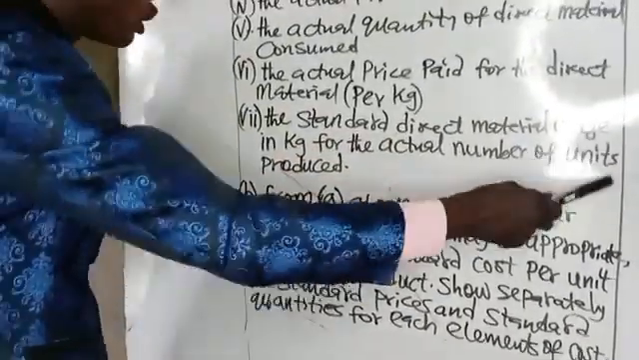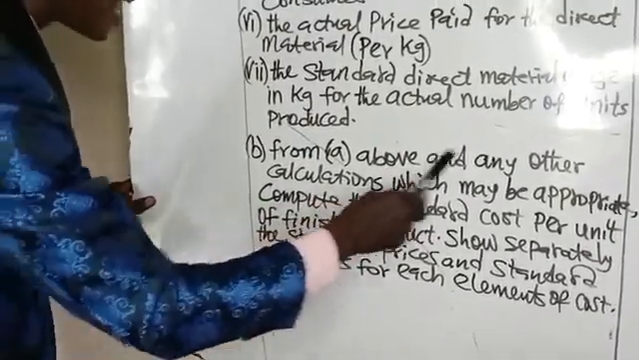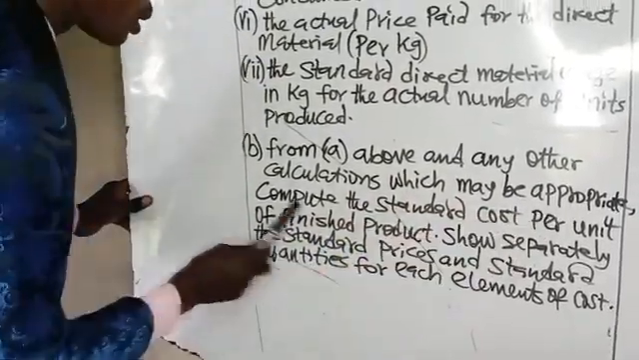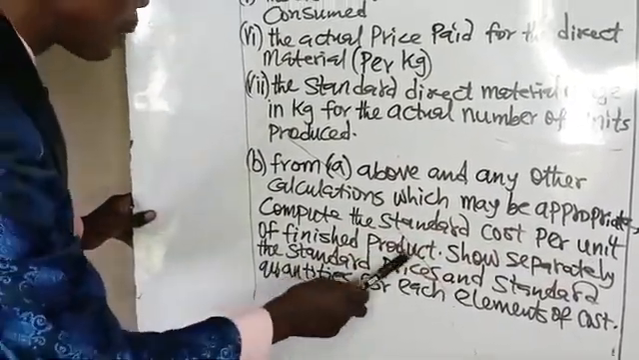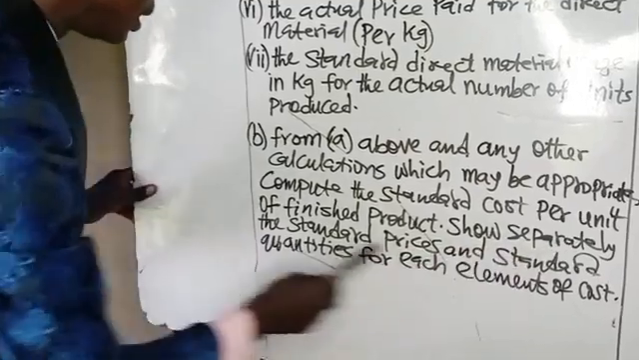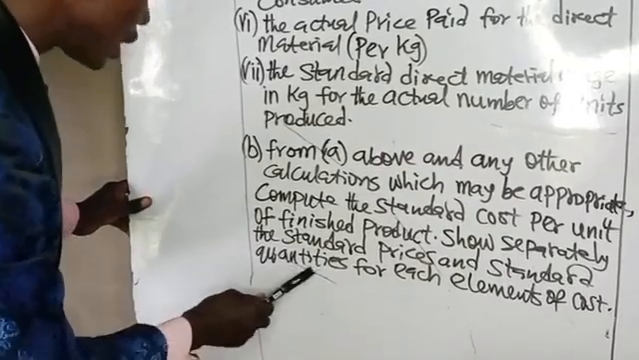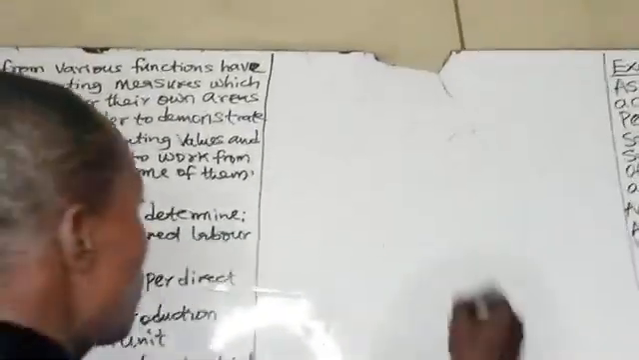7. The standard direct material usage in kg for the actual number of units produced. B. From A above and any other calculations which may be appropriate, compute the standard cost per unit of finished product. Show separately the standard prices and the standard quantities for each element of cost. Now, let's have the solution to the question. Solution.